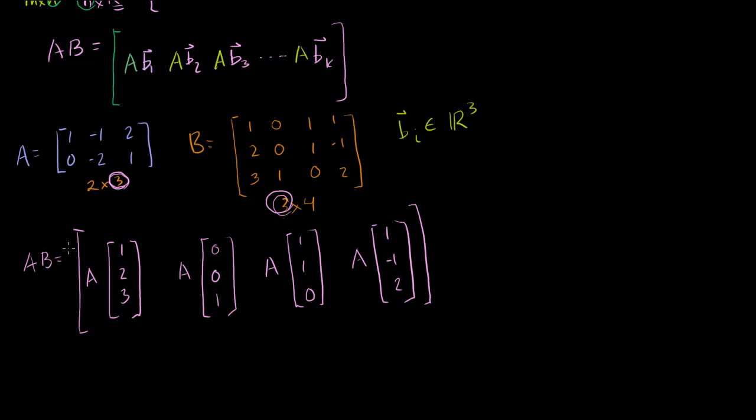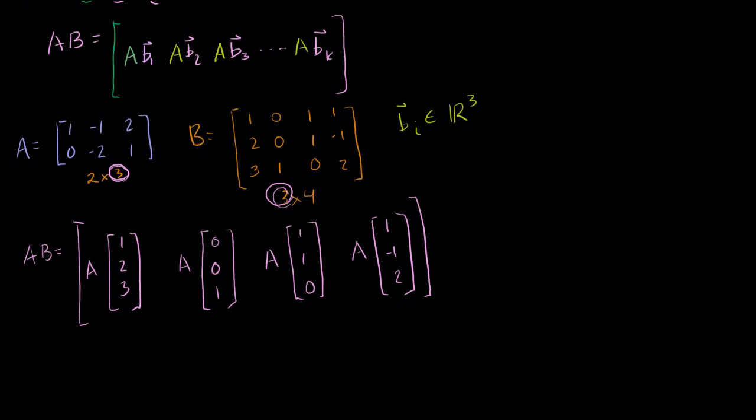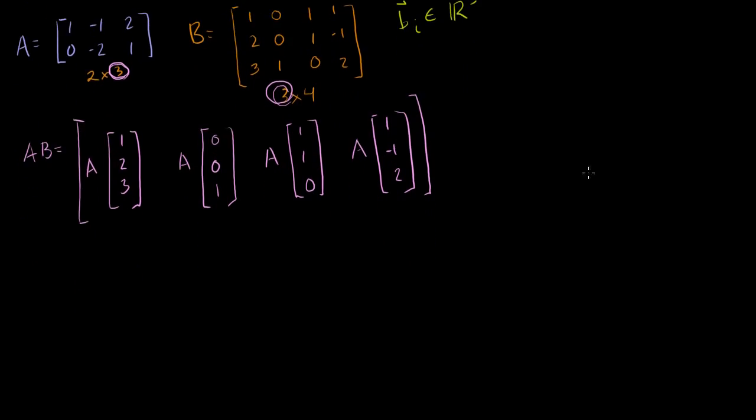Well, now we've reduced our matrix-matrix product problem to just 4 different matrix vector product problems, so we can just multiply these. This is nothing new to us. So let's do it. And so what is this equal to? So AB, let me rewrite it. AB, my product, is going to be equal to, so this first column is the matrix A times the column vector 1, 2, 3.